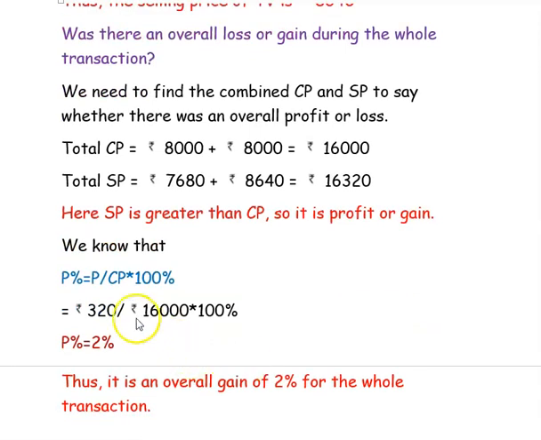Now we want to find the percent. So profit percent equals, we have the formula, profit divided by cost price into 100%. So here the profit is rupees 320 divided by the total cost price of 16,000, into 100%. If you simplify, you will get 2%. So thus it is an overall gain of 2% for the whole transaction.